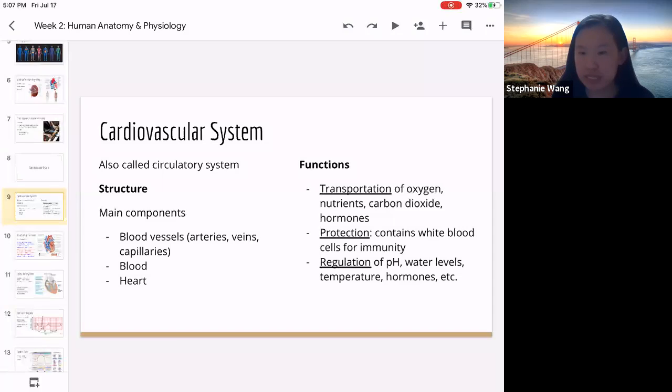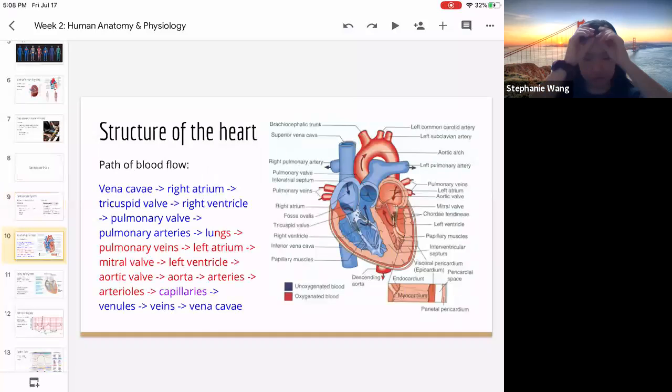So pH just means the level of acidity / base alkalinity of the blood. Water levels are regulated by vasoconstriction or vasodilation, basically meaning constricting or dilating the blood vessels. Temperature and hormones, yeah, we'll talk about all of those. Arguably the most important part of the cardiovascular system would be the heart. Obviously without your heart, you would die because it causes blood to flow all over your body. It provides the energy for circulation to occur.